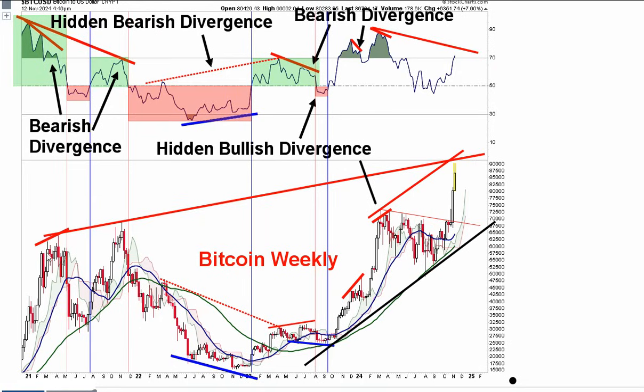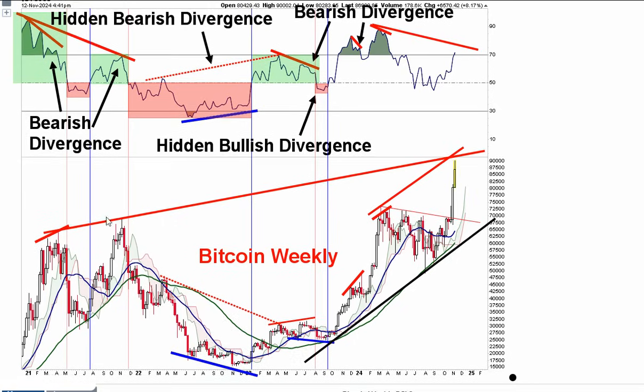I pointed out that over here, we peaked in April. Over here, we peaked in March. Here, we had a top in November. Here, everybody was saying, oh, we're going to be at 100,000, 300,000, 500,000, 700,000. November, we ended up reversing. Now, here we've gone much higher than this peak.